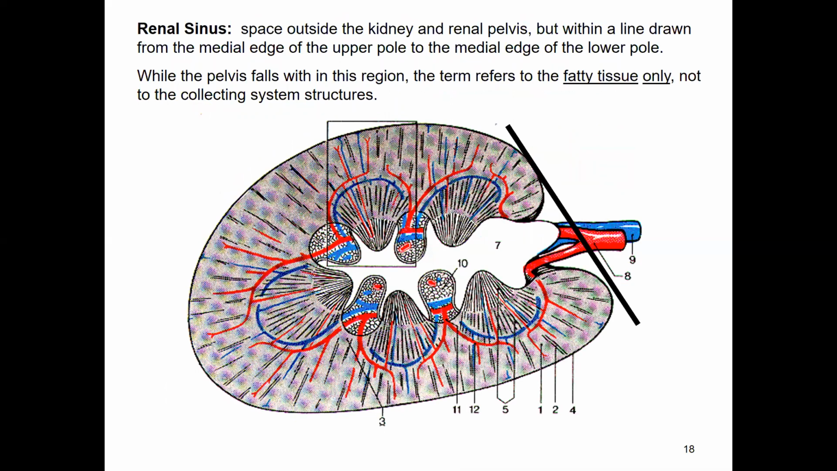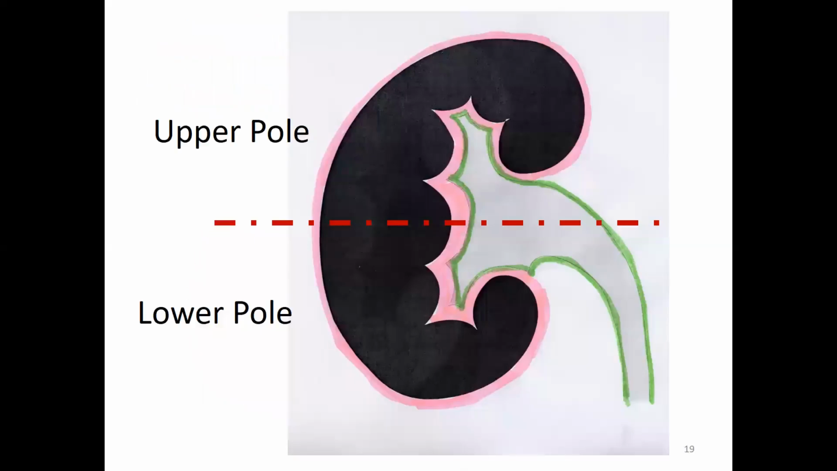Another term you might encounter when dealing with kidney primary site would be the renal sinus, which describes a space or a region outside the kidney which contains only fatty tissue. So here, within the line drawn from the medial edge of the upper pole and the lower pole of the kidney is the renal sinus. Other terminology you may see used regarding the kidney is reference to the upper and the lower poles of the kidney. Basically, this is just dividing the kidney in half, as shown here in this picture.